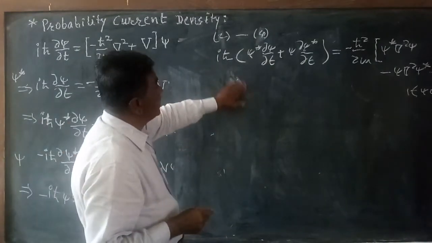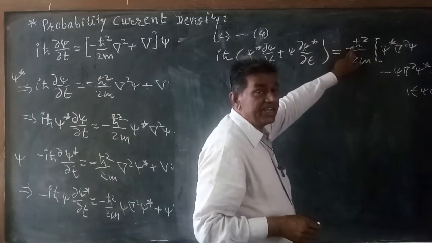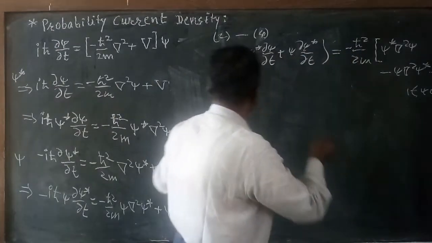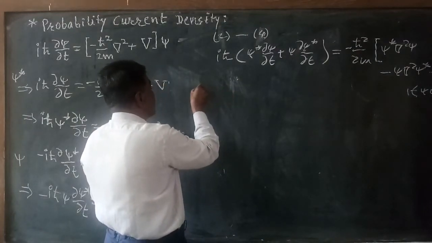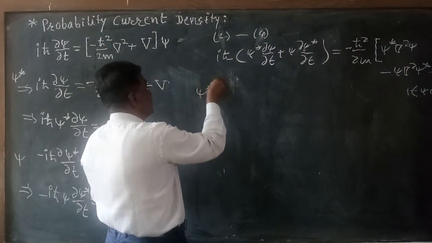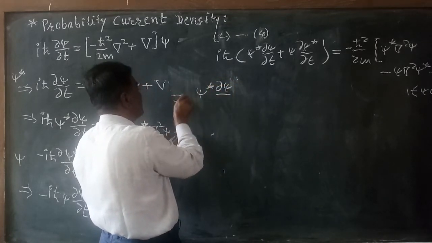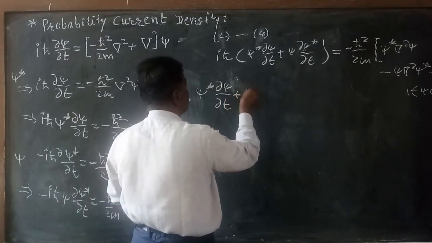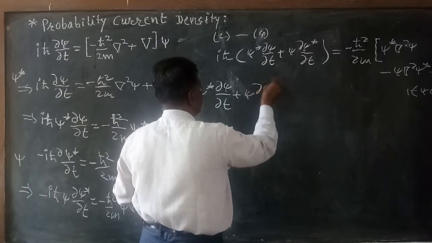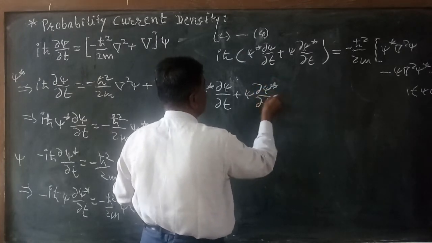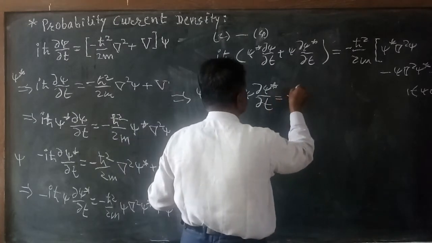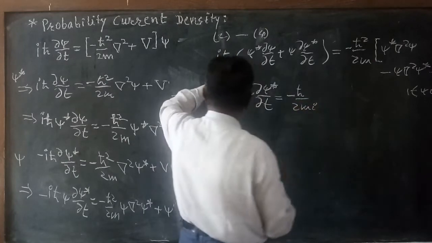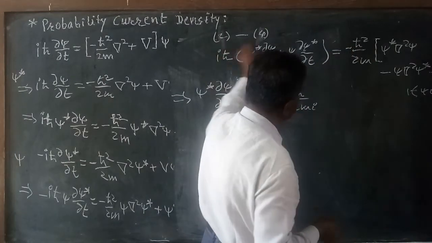So from this equation, one h cut cancels with this h cut here, and this i we will put here. So what we are getting is ψ* ∂ψ/∂t plus ψ ∂ψ*/∂t. This will be equal to minus ħ divided by 2mi. Here one ħ cancels with this, and this i we will put here.